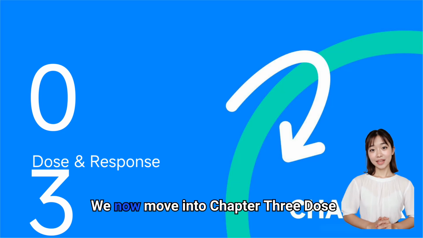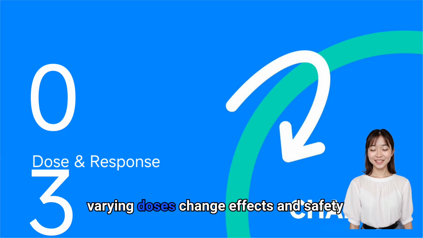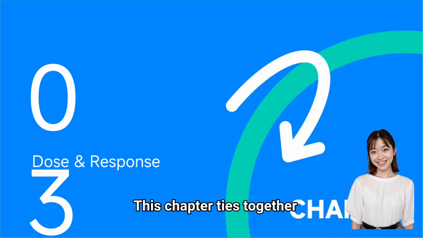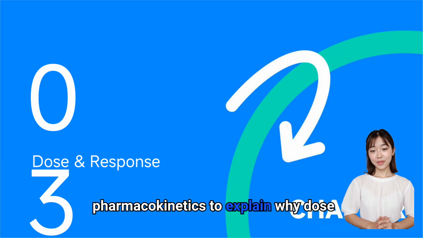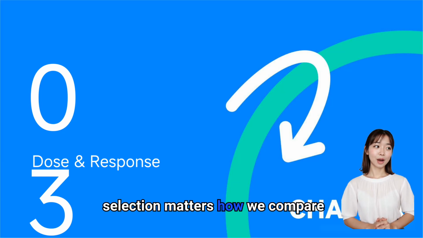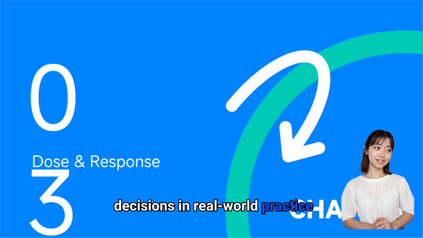available. We now move into Chapter 3, Dose and Response, where we analyze how varying doses change effects and safety. This chapter ties together pharmacodynamics and pharmacokinetics to explain why dose selection matters, how we compare drugs, and what guides therapeutic decisions in real-world practice.